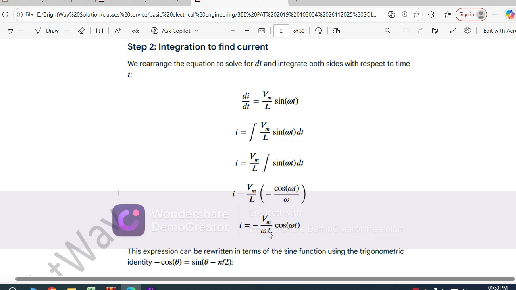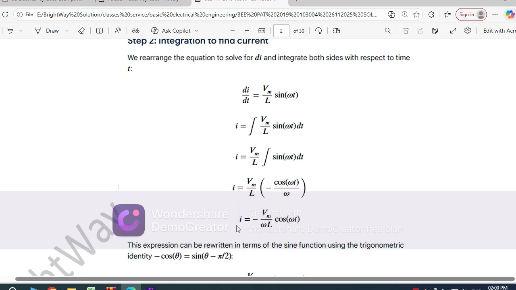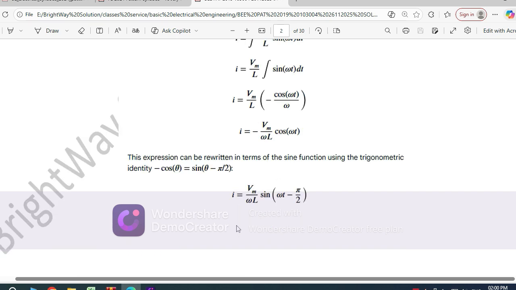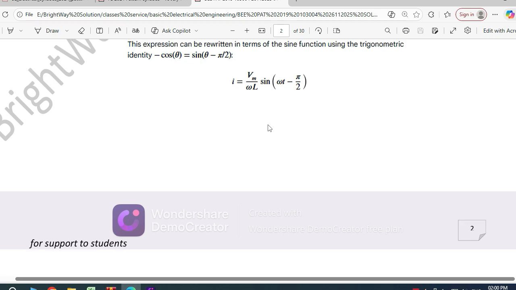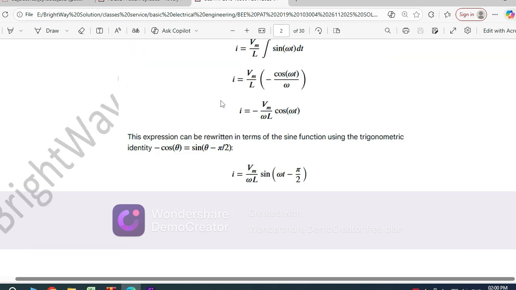Now the expression can be written like this. We can replace minus cos by sine of theta minus pi by 2. So i is equal to Vm upon omega L sine of omega t minus pi by 2. This is the expression for the current.